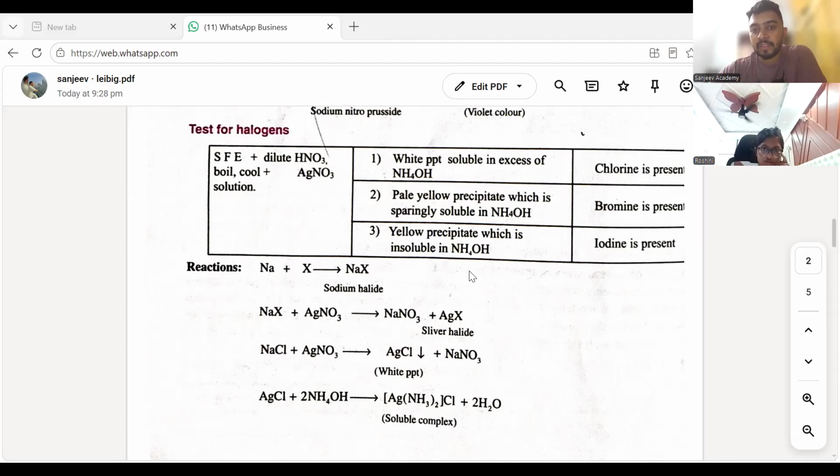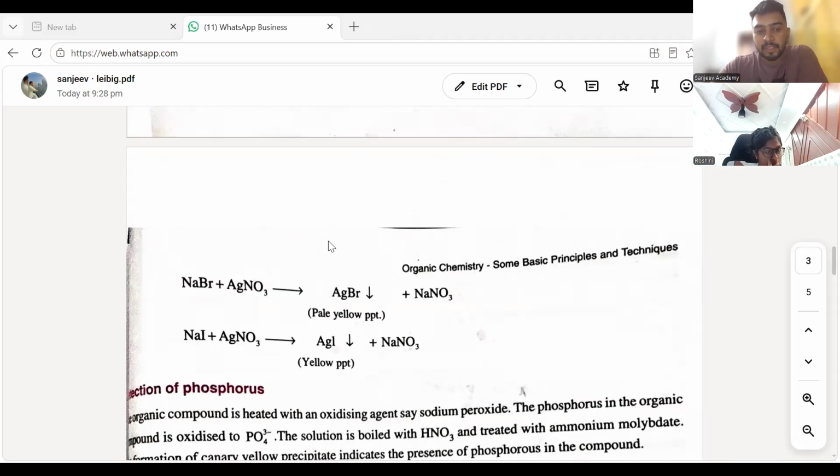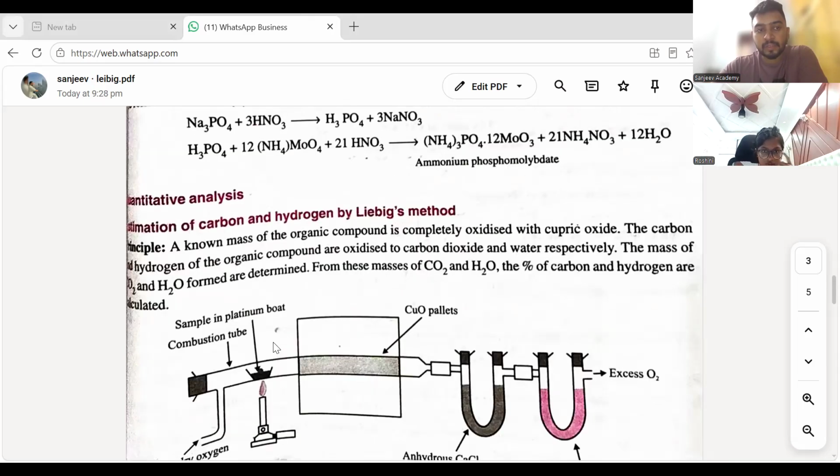Suppose in the entrance examination they give a yellow precipitate which is insoluble in NH4OH, which means iodine is present. If they give pale yellow, bromine is present. White precipitate, chlorine is present. So these small, minute things they will ask in the entrance. That's the reason this is a very important topic also, the Liebig's method. And I'll be giving tests also, right now. So you have to study all of these things.